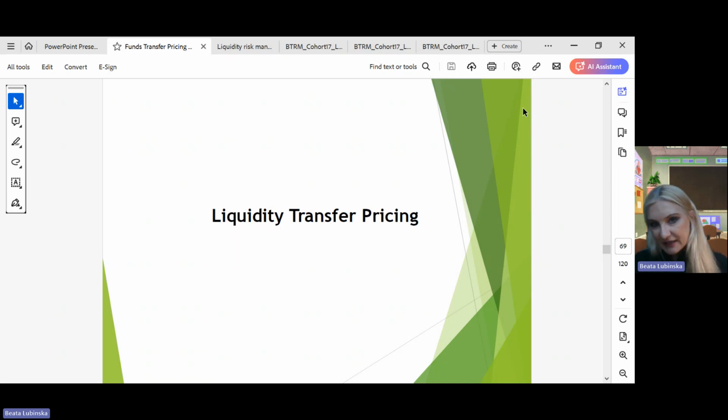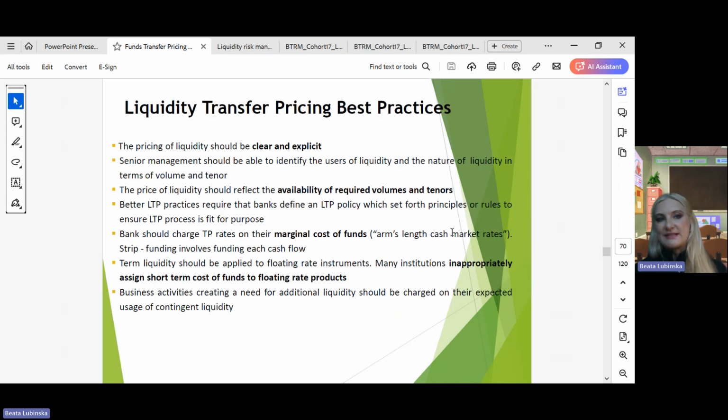Meanwhile, under the second approach, which I'm going to show you next time, we are talking about behavioralization in the FTP process. So we will be passing this cost through the FTP curve. So let's start from the beginning. Let's talk about, first of all, the concept or best practices of liquidity transfer pricing.